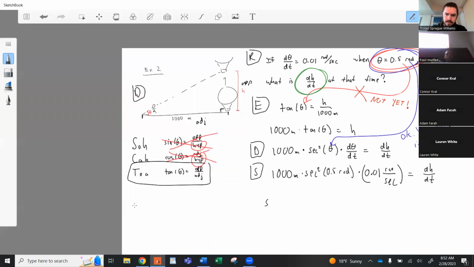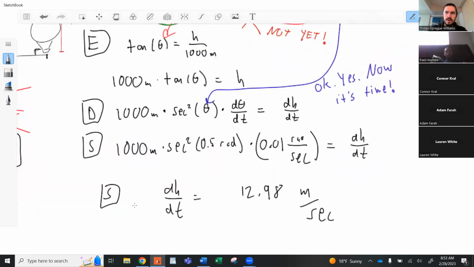So dH over dt is 12.98 what? Meters? Just meters? Meters per second. You look back at our units. If we pay attention to the units, it was meters here. Here we had secant. If you do a trig function, what are the output units? Trick question.